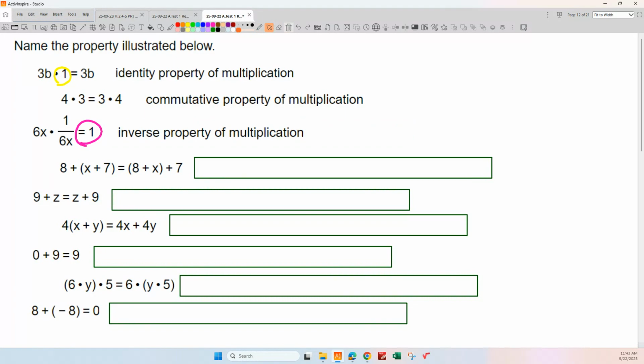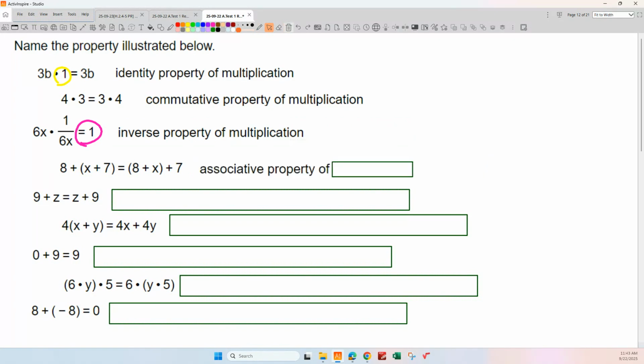Okay. Now this time, I'd say the giveaway is there's more than 2 things, right? Let's see. So 8 plus the quantity x plus 7 equals the quantity 8 plus x plus 7. Bavis, what do you think? Which one's that going to be? Which is the one that deals with more than 2 things? Remember that one? Okay. Help them out, somebody. What do you think? Yeah. Associative. And to associate means to group, right? Good. So the associative property of what? Looks like addition, right? We're adding stuff. Okay.